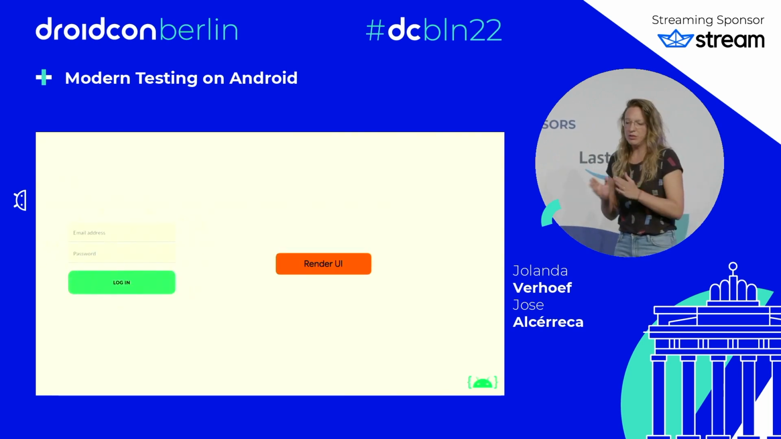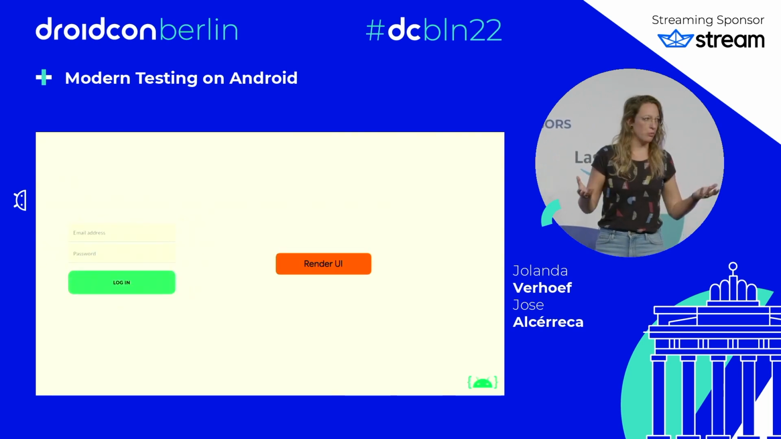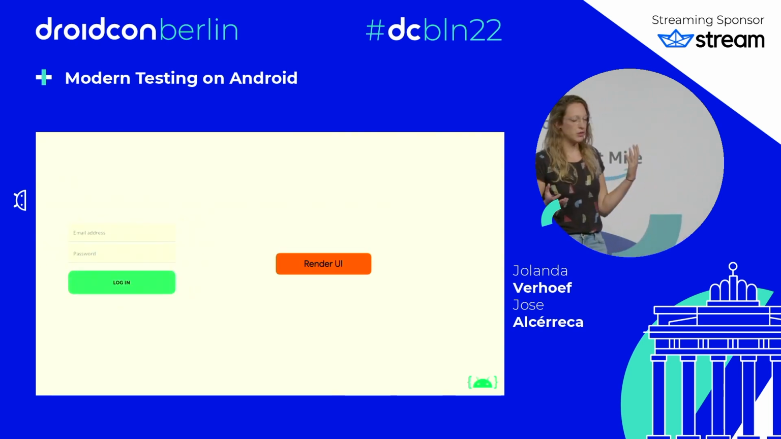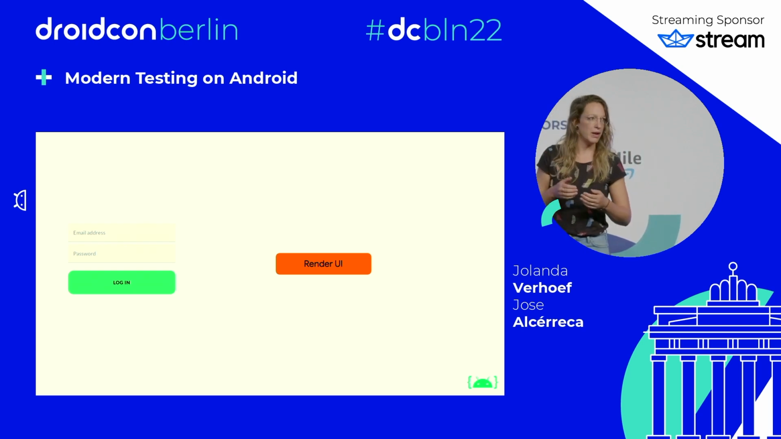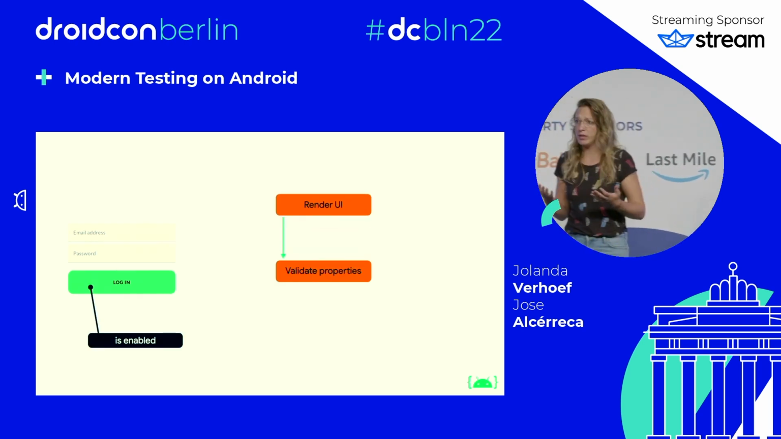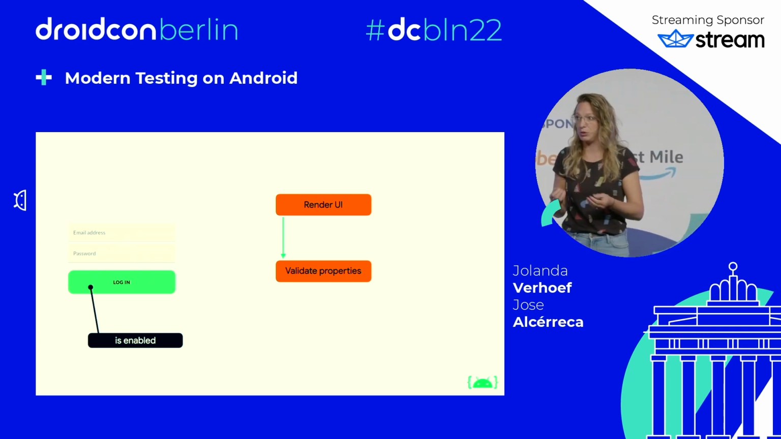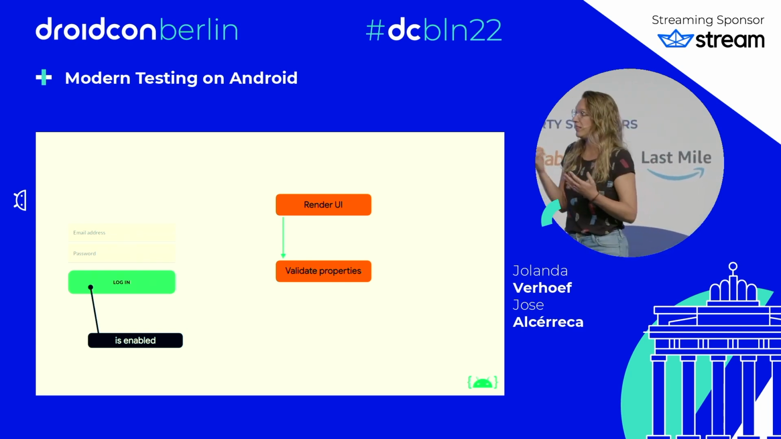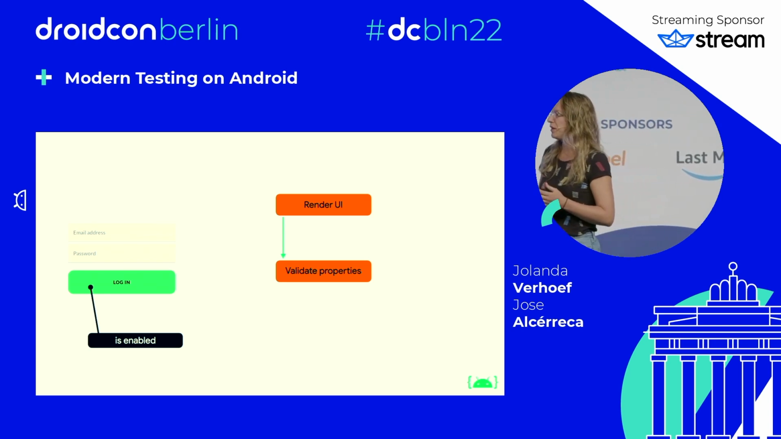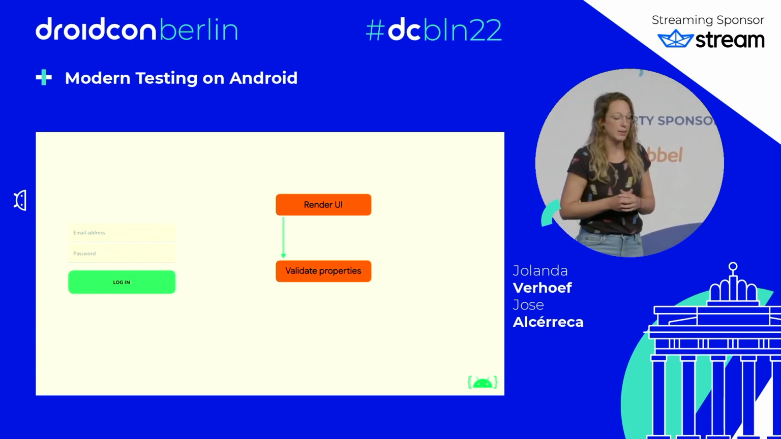In general, each semantic UI test starts by rendering some part of your UI. So for example, in this case, I'm rendering the email address and the password field and the login button. Then we can decide to validate properties of that UI, semantic properties, which means that they're properties that say something about this UI. In this case, we're verifying that our button is in an enabled state.